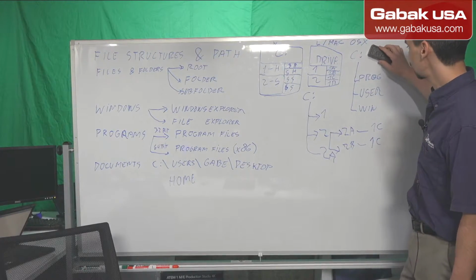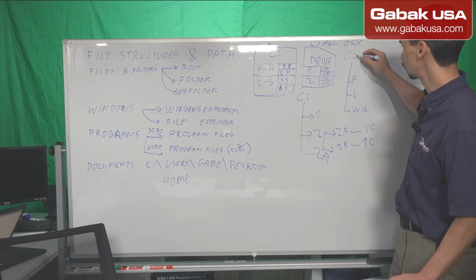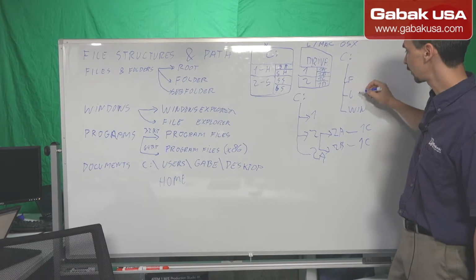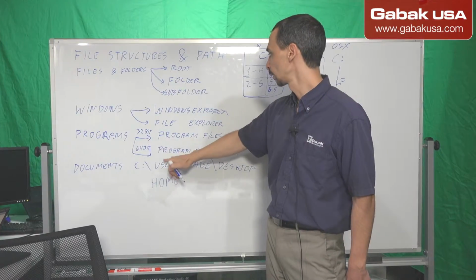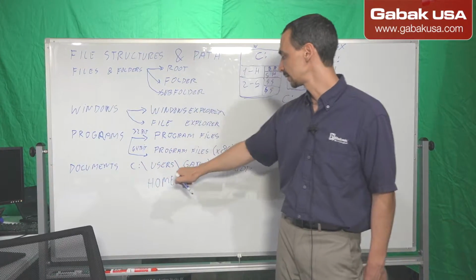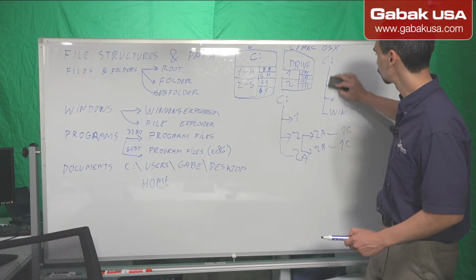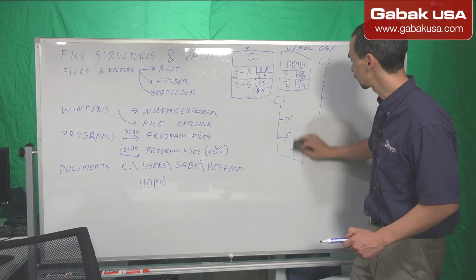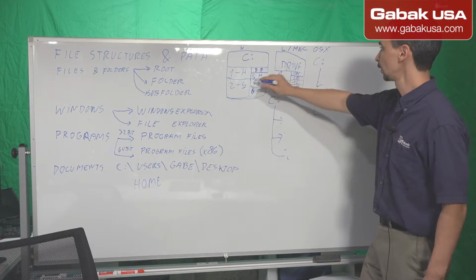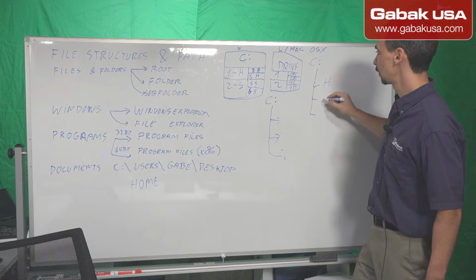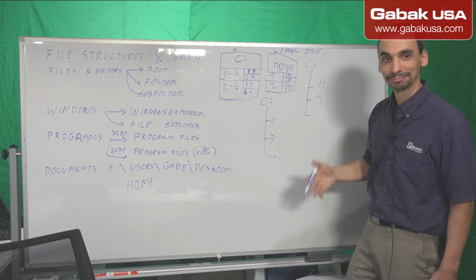Okay, so here we have the root. So here in this example it was good. So this is the root. So we have program files, we have users. Here I'm going to show you users, in this case Gabe. So we can continue with the same example. I'm going to erase this, and then I'm going to show you this. So here we create H, and then we are going to create S, let's say. It's something like that.